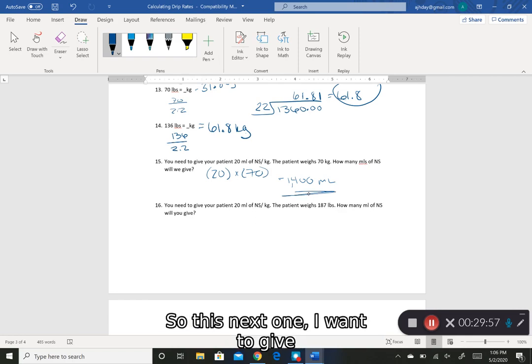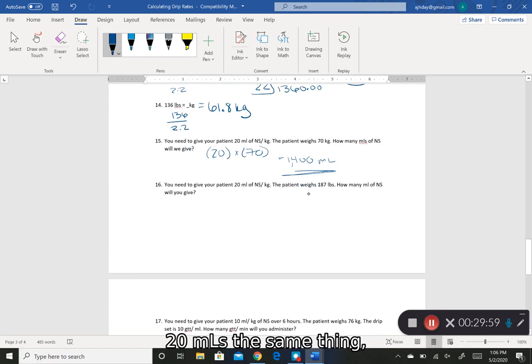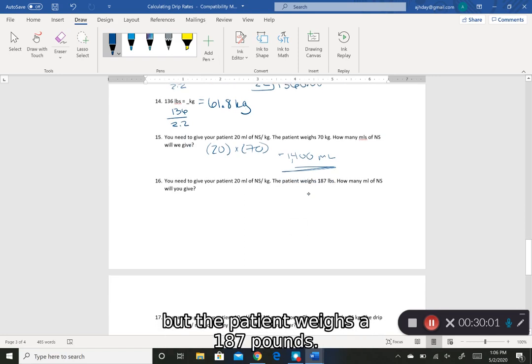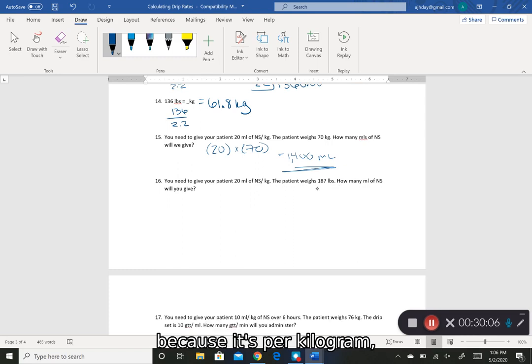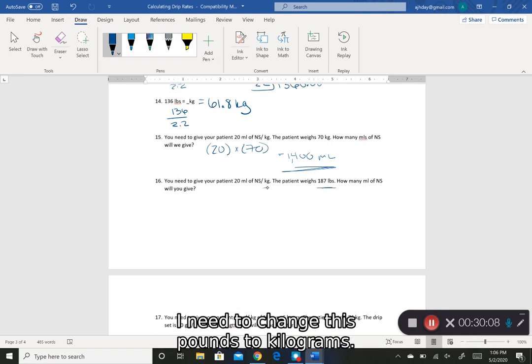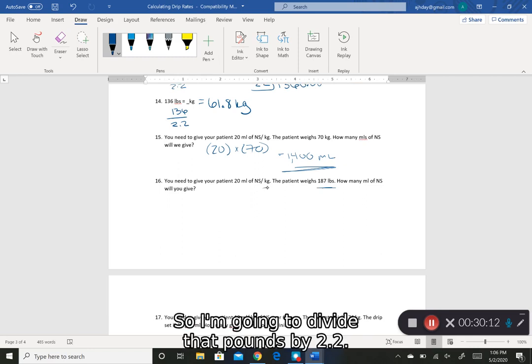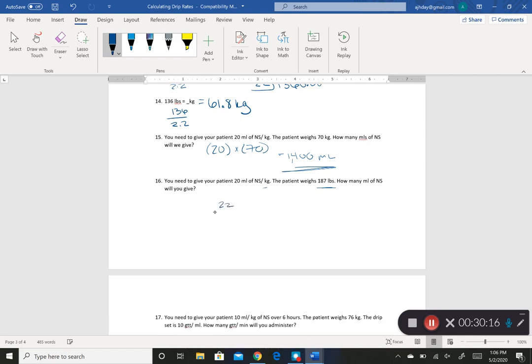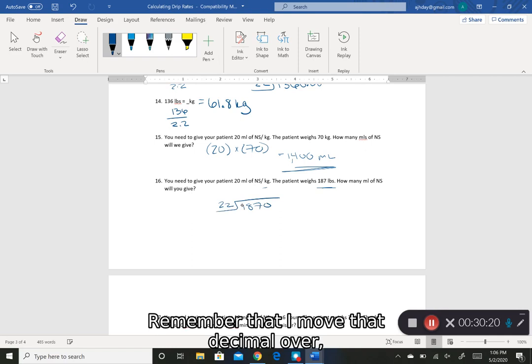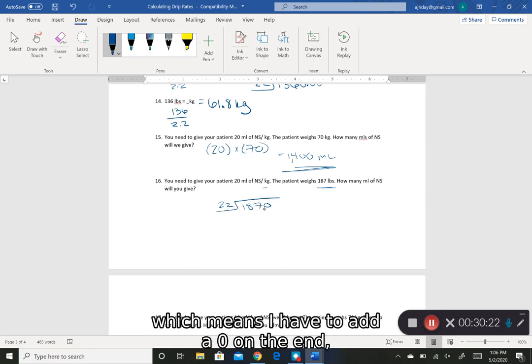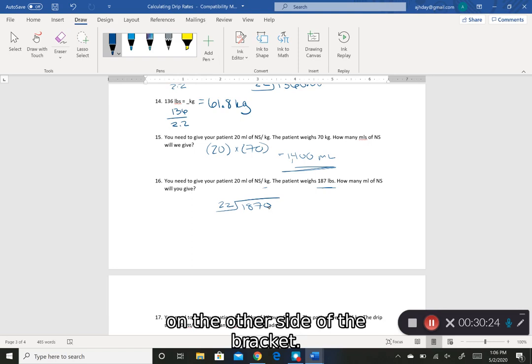So this next one, I want to give 20 mLs, the same thing, but the patient weighs 187 pounds. So the first thing I need to do, because it's per kilogram, is change this pounds to kilograms. So I'm going to divide that pounds by 2.2. Remember that I moved that decimal over, which means I have to add a 0 on the end on the other side of the bracket.